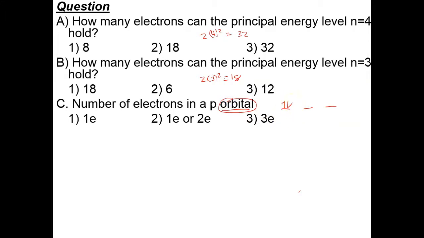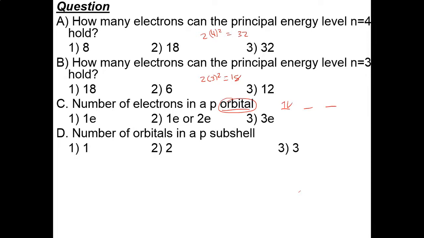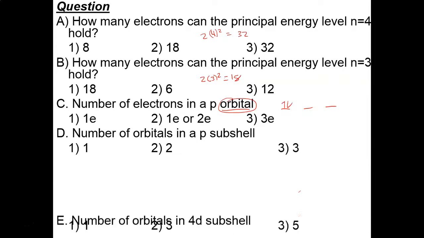Subshell and orbital, 2 different words. Subshell refers to all 3 orbitals. Orbital just refers to 1. Whether you say d orbital, p orbital, or s orbital, that's only 1 single location, and that could be a maximum of 1 or 2. Number of electrons in a p subshell. Well, how many orbitals do you have? 1, 2, 3. Simple memorization.